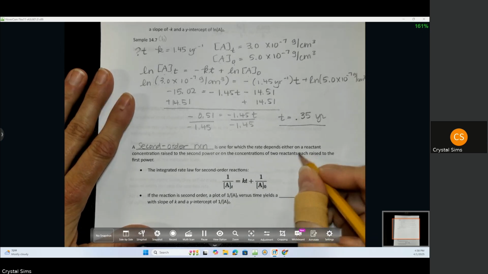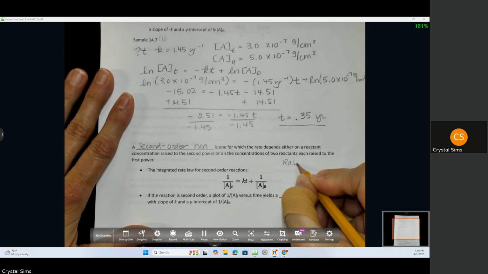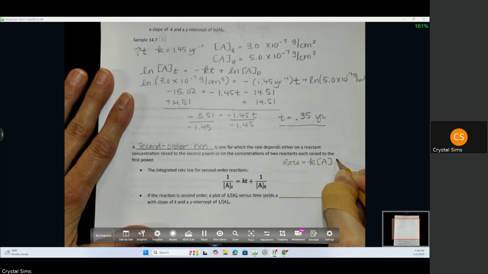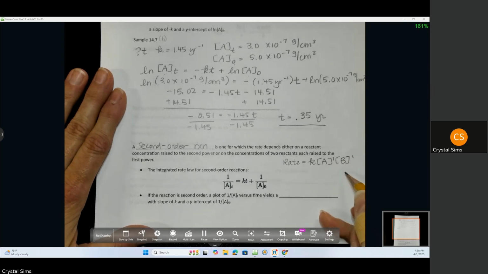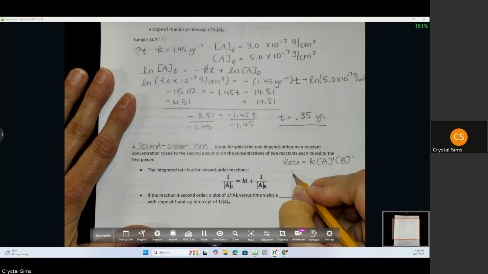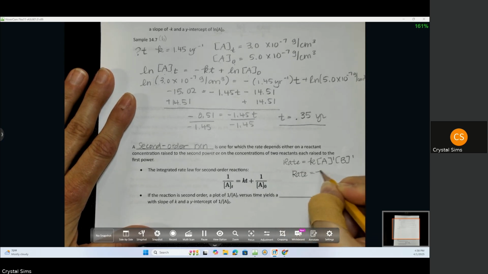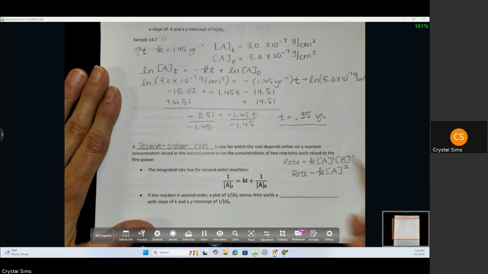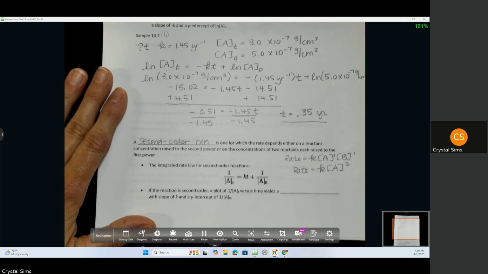So, if we had an example that looks like this, we would add those exponents, and that would be a second order reaction. Or we could have one like we looked at in class today, where our reactant was raised to the second power. Both of those are examples of second order reactions.